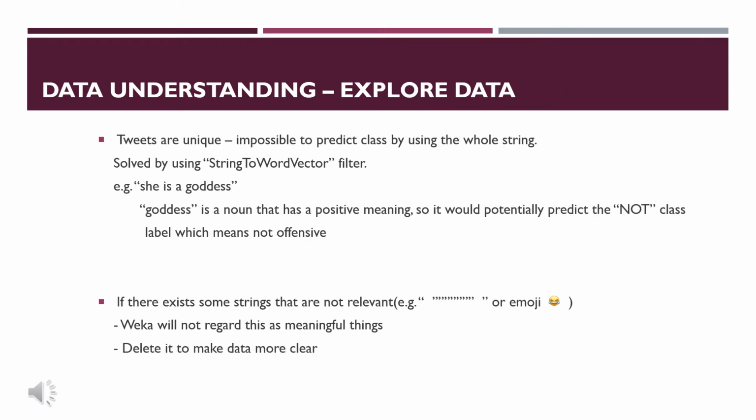Because tweets are all unique, it's impossible to predict the class by using the whole string, so we solved it by using the string-to-word vector filter. If some strings are not relevant, we just delete them to make it clear.